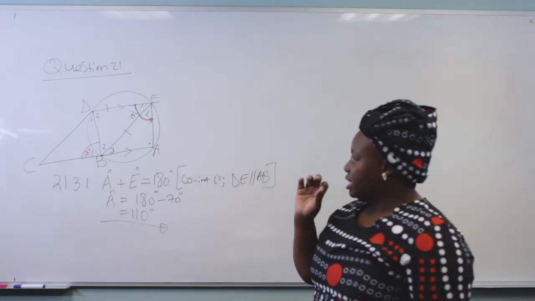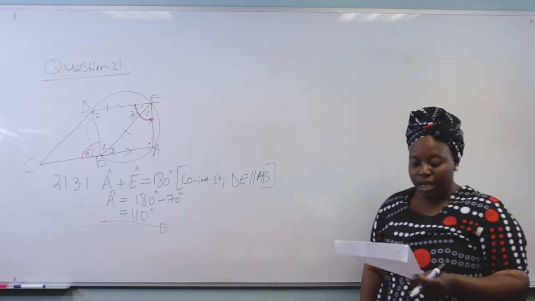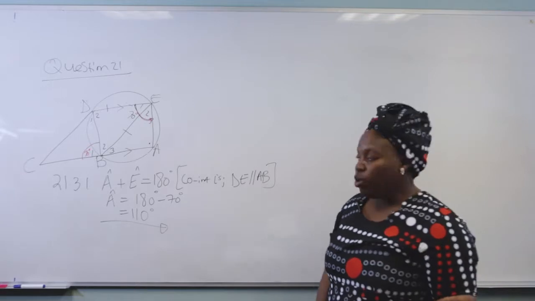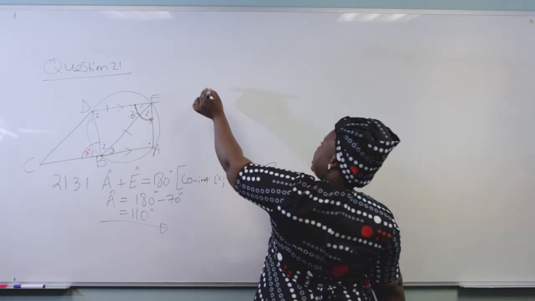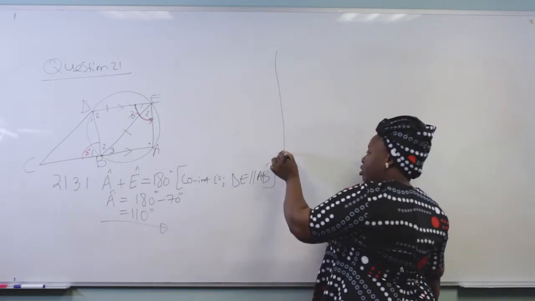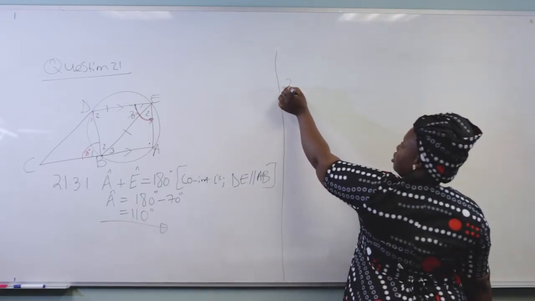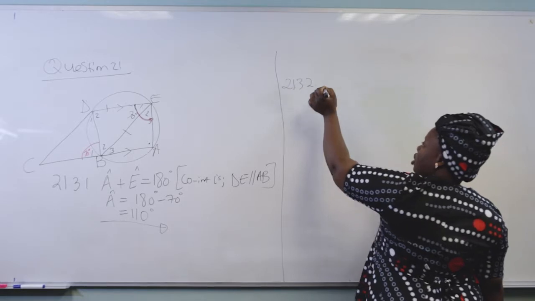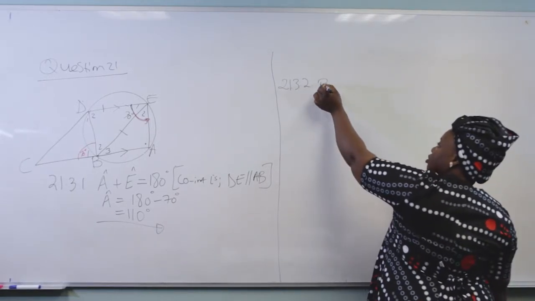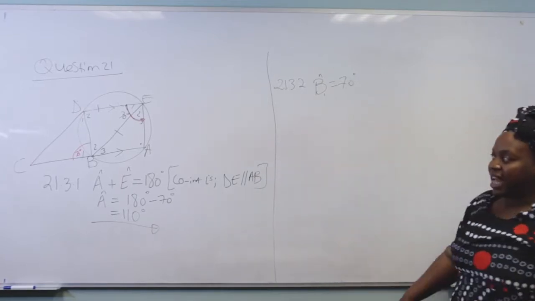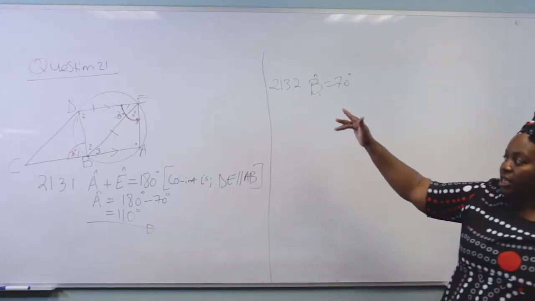Okay, question 2 there says, write with reason the size of B1. I think we've already done that. If you look at it thoroughly, you will see we have done that. Now, B1, this is 21.3.2. So B1, we have said that already, it's going to be equal to 70 degrees. The reason is that we have a cyclic quadrilateral DEAB.